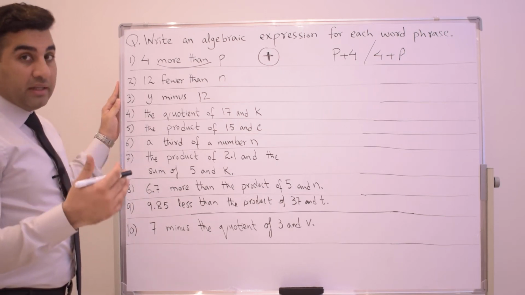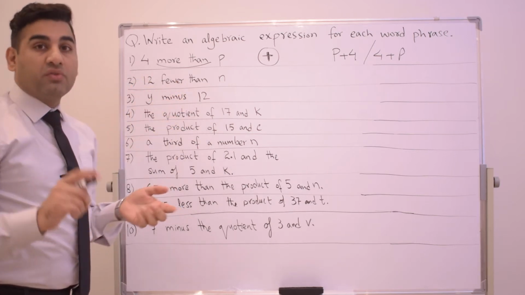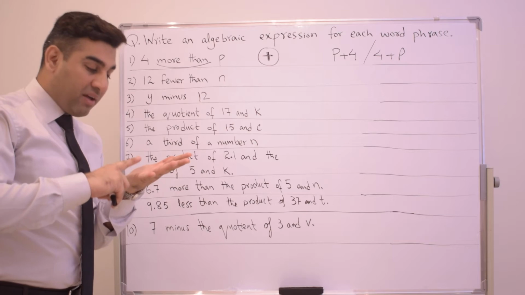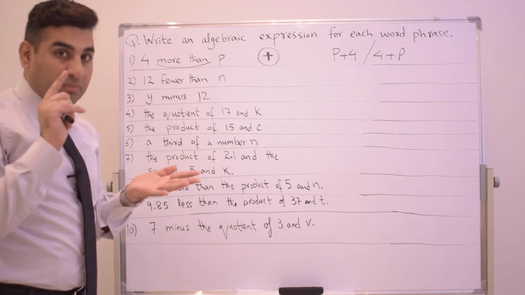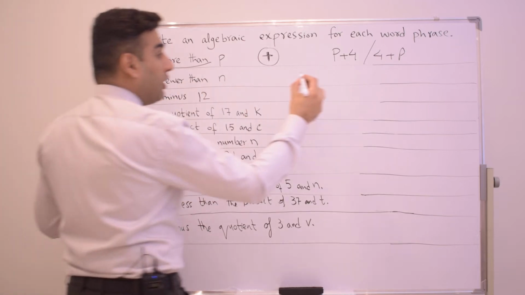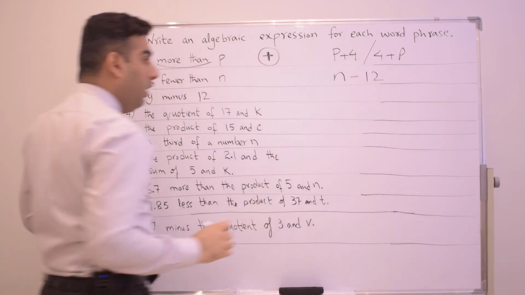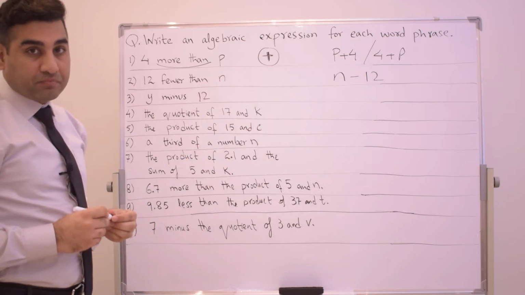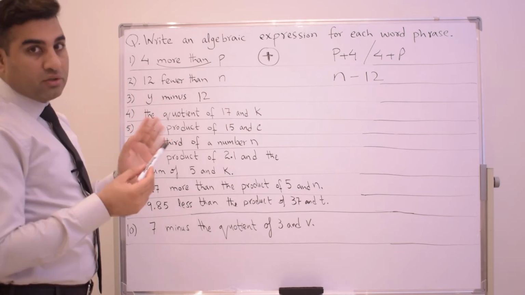12 fewer than n. Be careful, the term fewer than we use for minus, for difference. So whenever you find these three terminologies, minus, fewer than, or difference, in your algebraic word phrase, you have to use the minus sign. But be careful: if they are saying 12 fewer than n, you have to write n first and then minus 12. So 12 fewer than n is n minus 12, not 12 minus n. There is a difference.